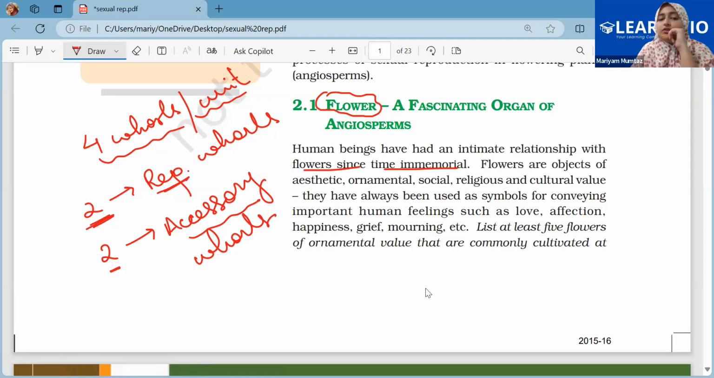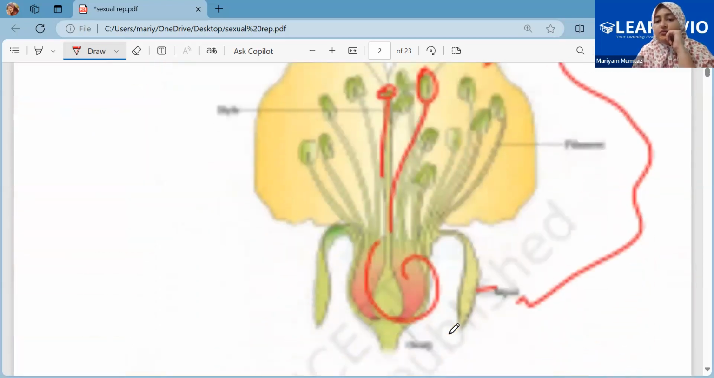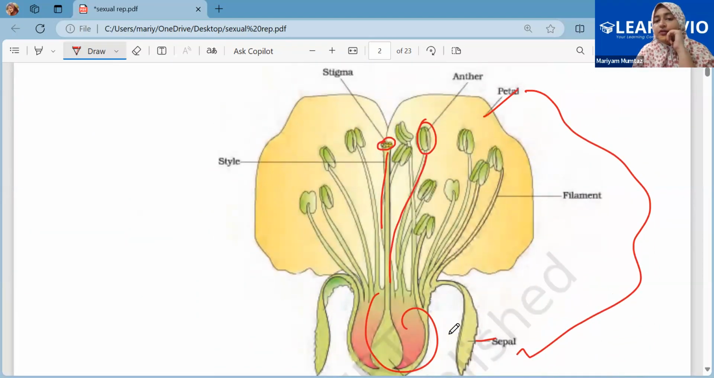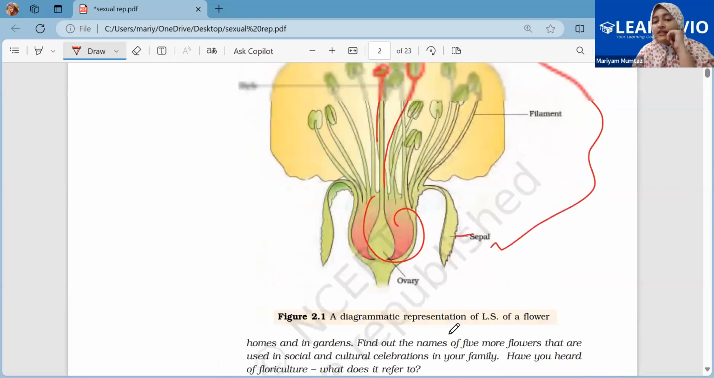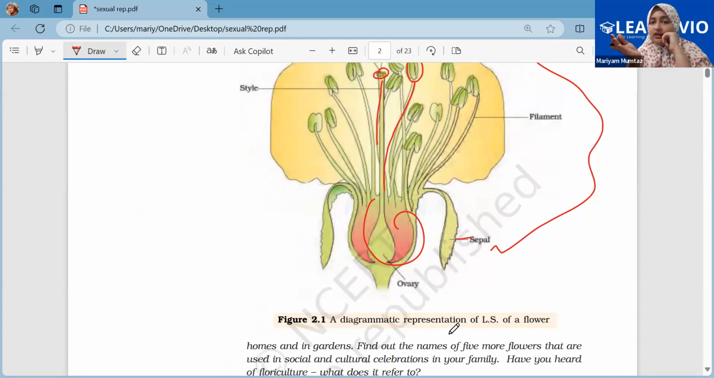Now, talking about the reproductive units, we have the androecium and the gynoecium. Gynoecium is the female reproductive part of the flower, whereas androecium is the male reproductive part of the flower. There is a unit of androecium which is known as stamen. And then there is a unit of gynoecium which is known as carpel or pistil.